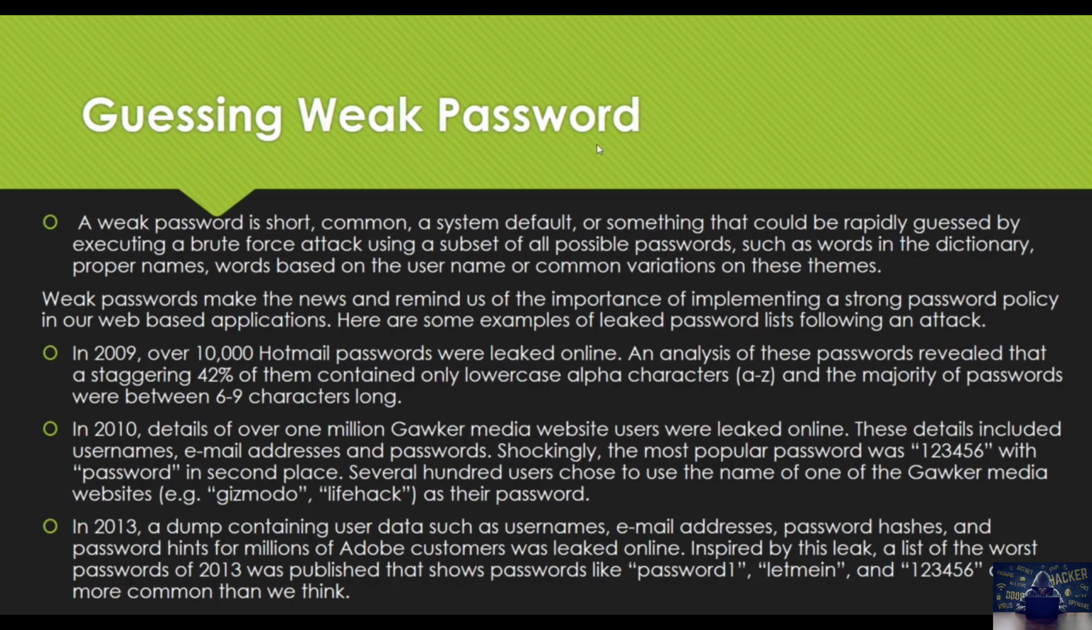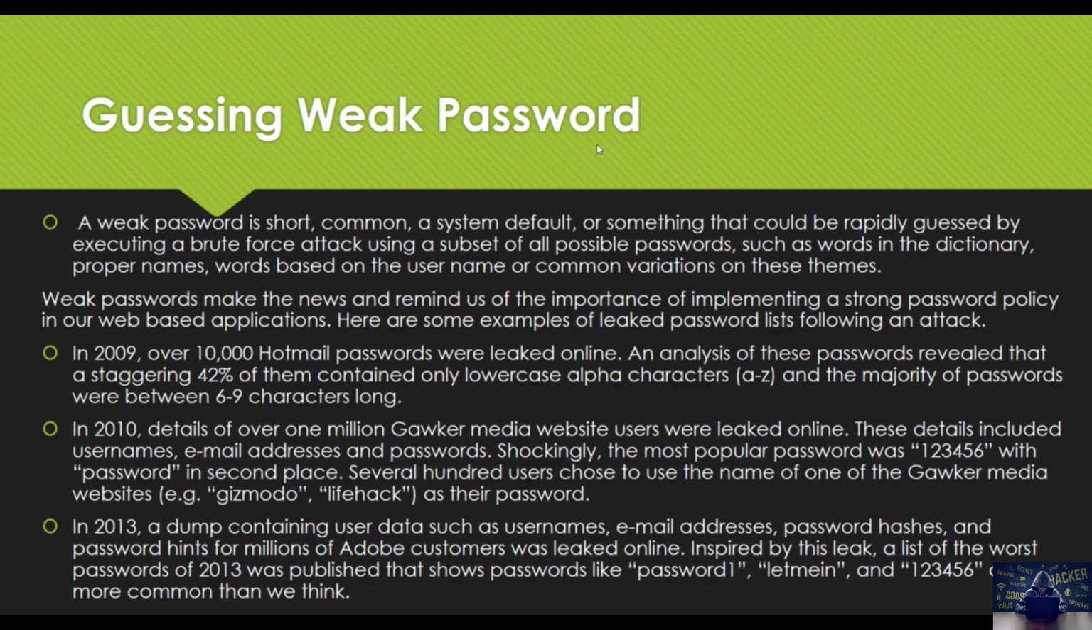In 2010, details of over 1 million Gawker Media website users were leaked online. These details include usernames, email addresses, and passwords. And it was shocking to know that the most popular password among them was 123456, with password in second place. Several hundred users chose to use the name of one of the Gawker Media websites like Gizmodo, Lifehack as their password, which is very easy to guess.